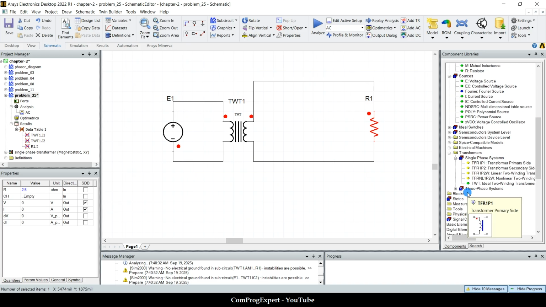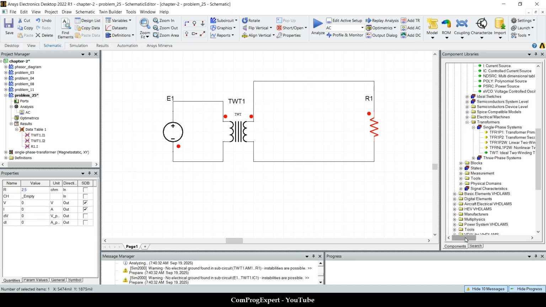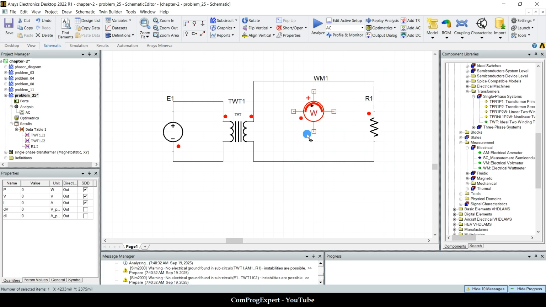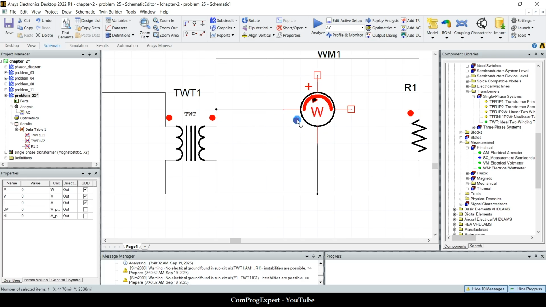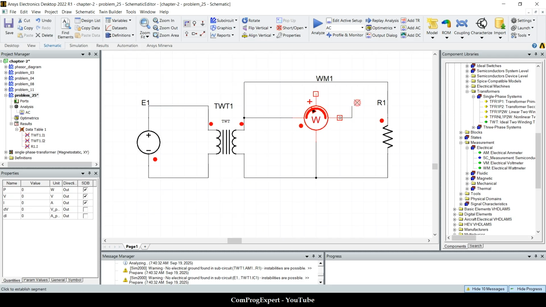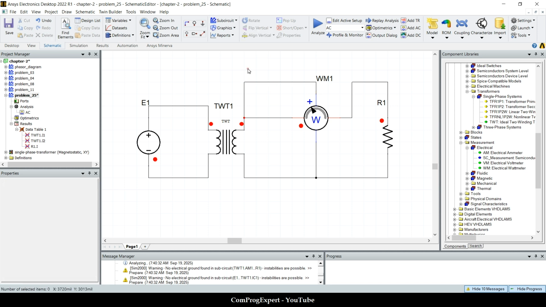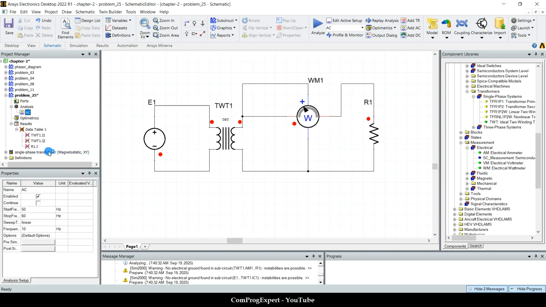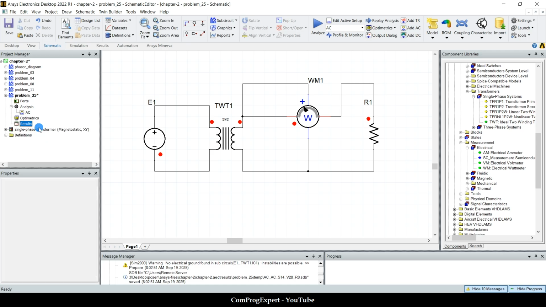Yes, let's pick up a wattmeter from the measurement, here, electrical, this. So here is the current. Also, we have a dot point for this measurement tool. And I should connect the voltage here. We pick up the voltage and measure the power. So analyze to check the value of the power.